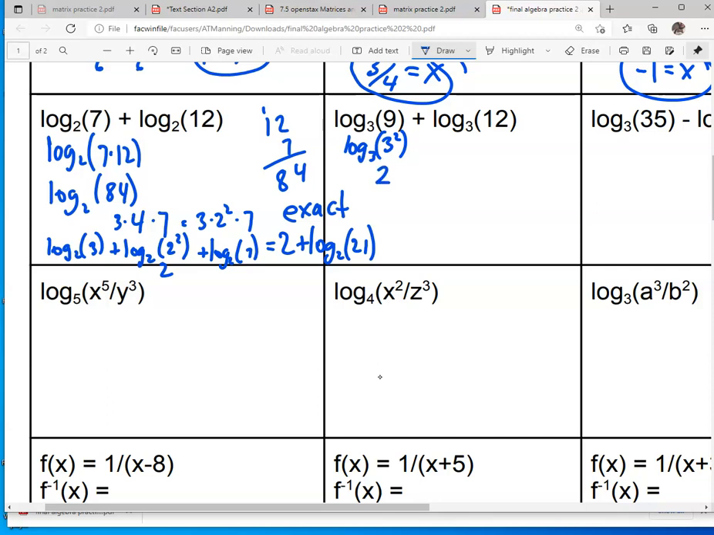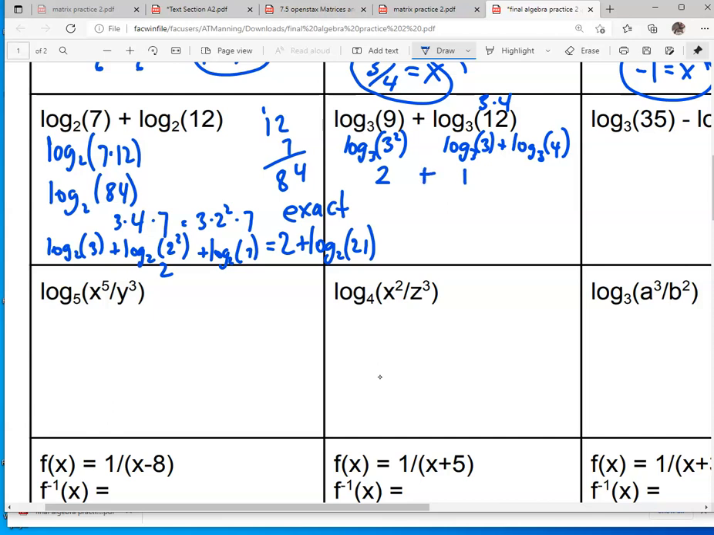Log base 3 of 12, well, 12 is 3 times 4. So that becomes log base 3 of 3 plus log base 3 of 4. Look at it. Log base 3 of 3 is, what do you think? 3 is 3 to the first power. Log base 3 of 3 is 1.